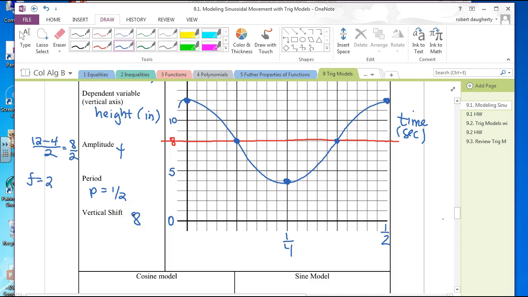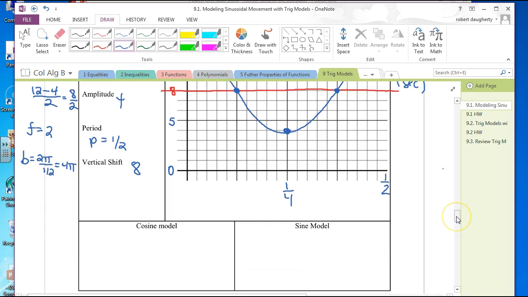And now if the period is 1/2, how do I go from the period to figure out what B is? B is 2 pi over the period, okay? So B is 2 pi divided by 1/2, which is 4 pi, okay? So now you know enough to write this model. So let's write the model for cosine. The height of that bicycle pedal, h of t, is, what is the cosine model?